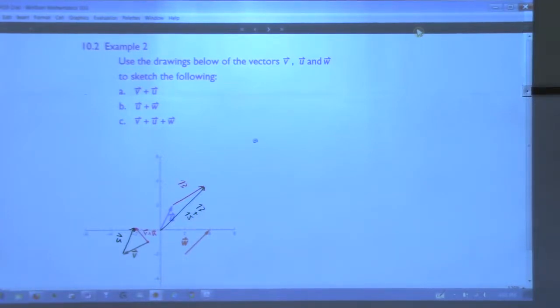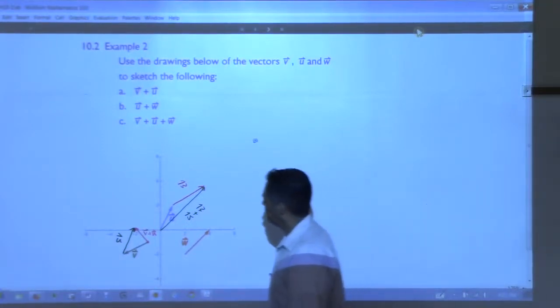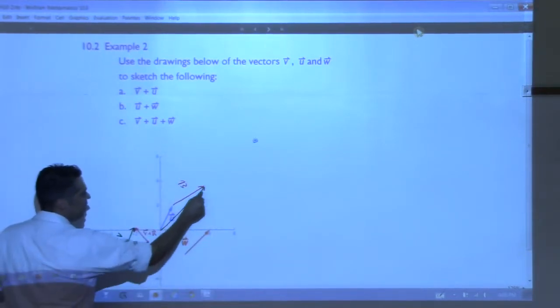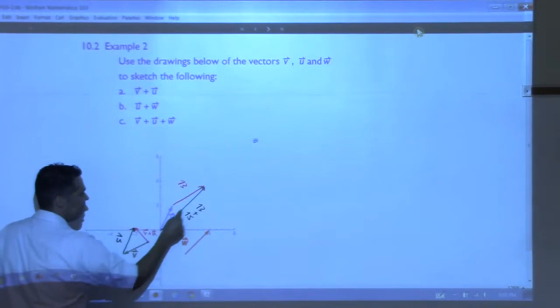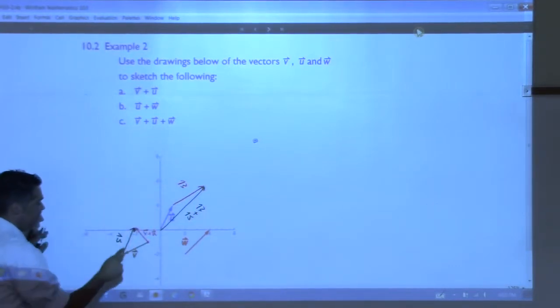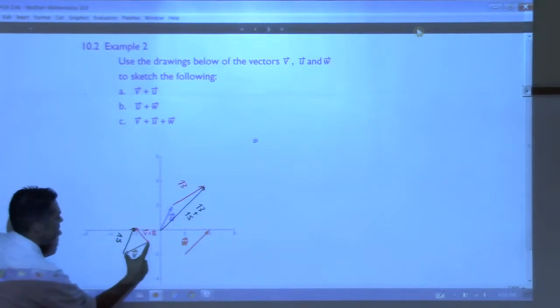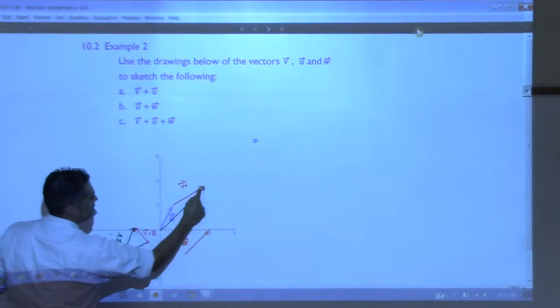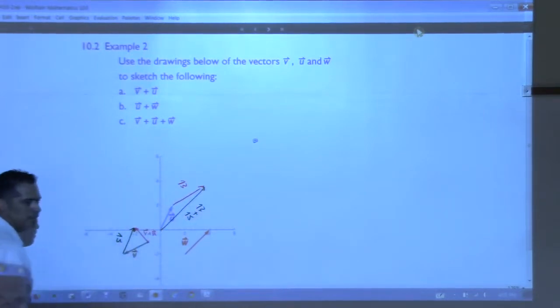How about v plus u plus w? Three of them together. Couldn't I just do, this one right here is already u plus w, isn't it? From here to here. So couldn't I just add v to that? And v is right here, right? So if I take that v and I move it up and over and attach it to that, then I would get the result.